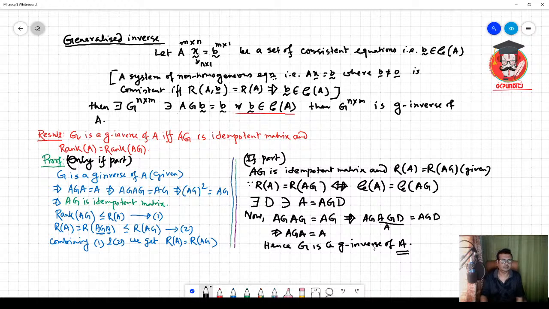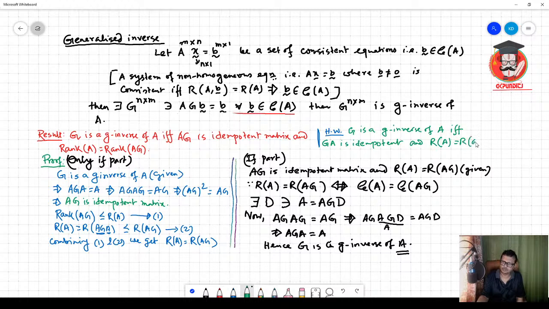So this is the homework. G is a g-inverse of A if and only if GA is idempotent and rank of A equals rank of GA. Please do this. This is an assignment.